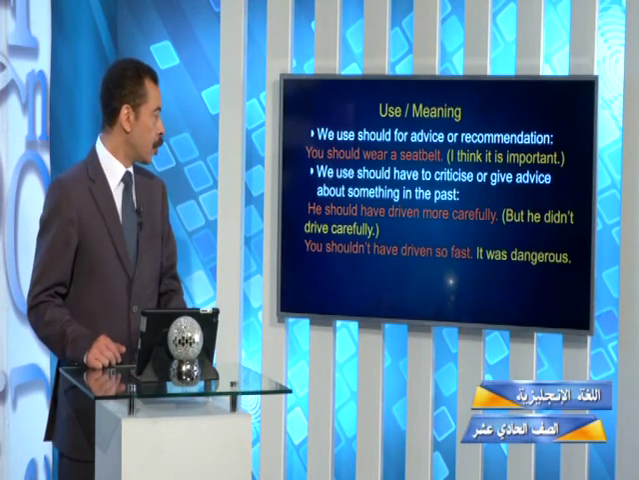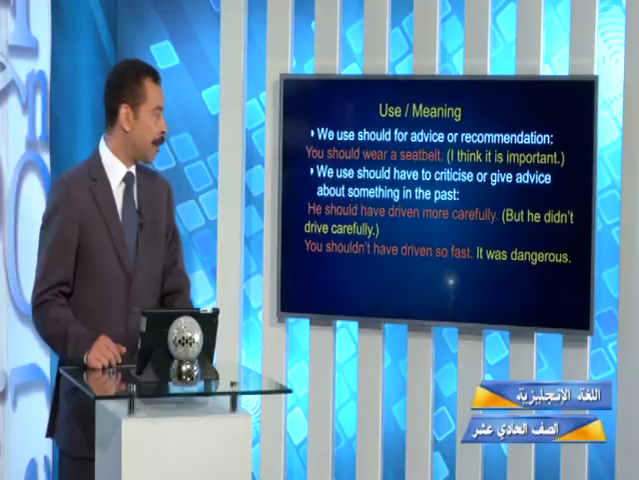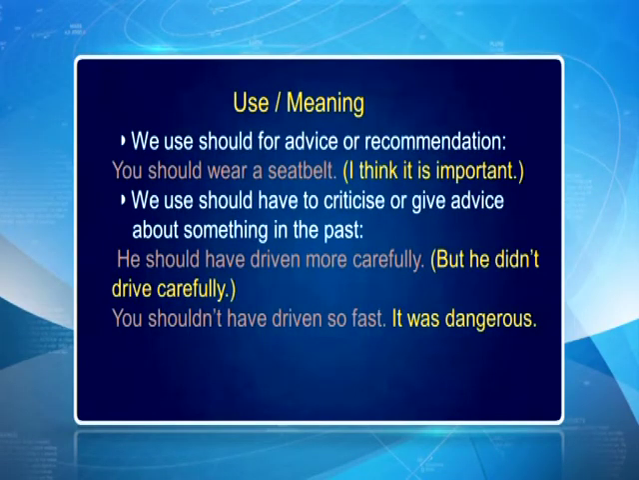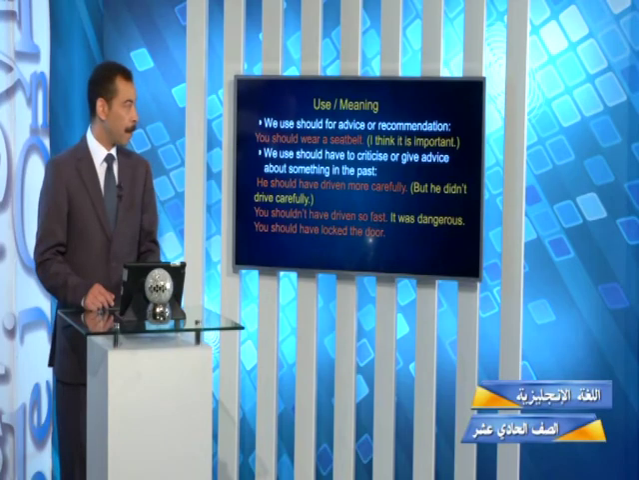Or you shouldn't have driven so fast. It was dangerous. You see your friend who drove very fast and you criticize him or you advise him and say you shouldn't have driven so fast. Or you should have locked the door. Maybe your house or your car was stolen because you did not shut the door. So one of your friends tells you, you should have locked the door. In that case, your house or your car would have been safe.